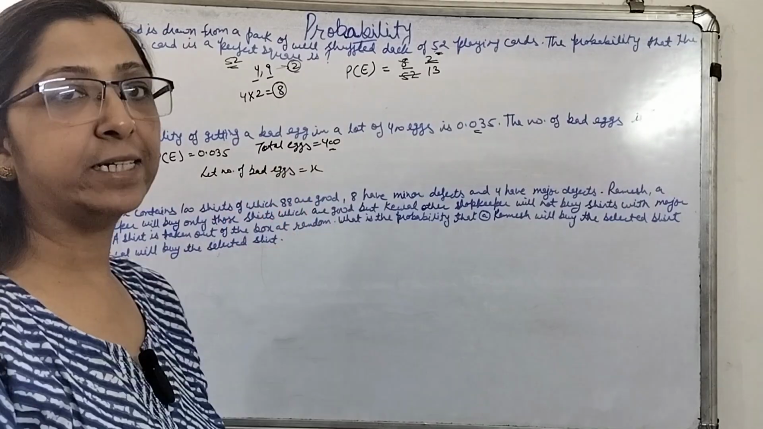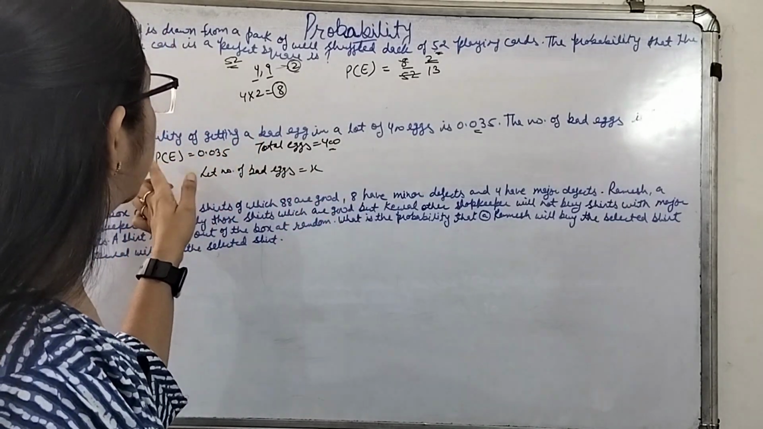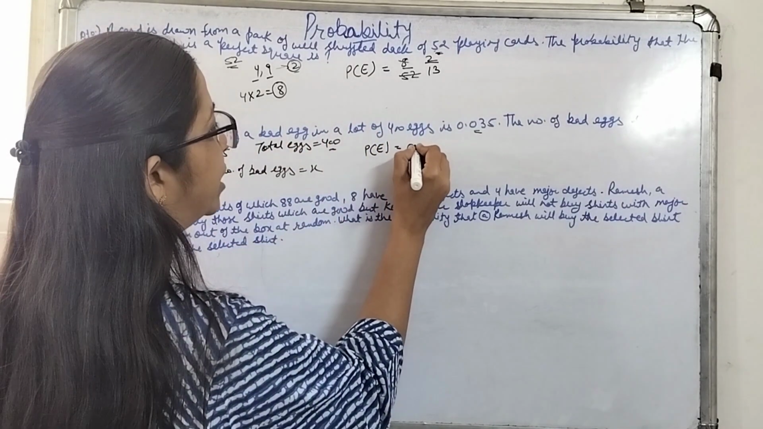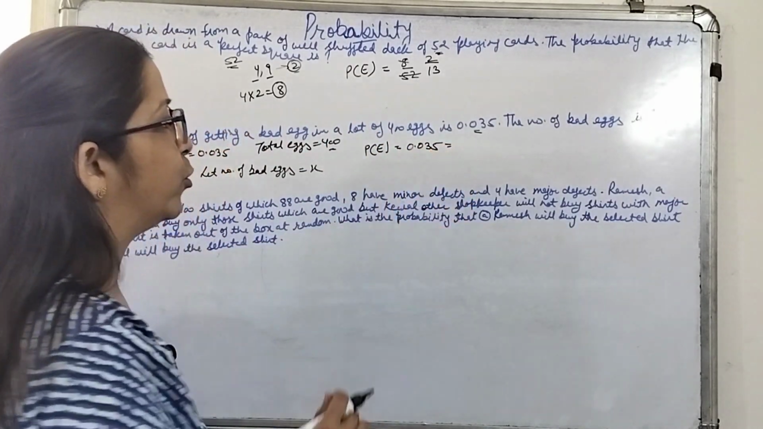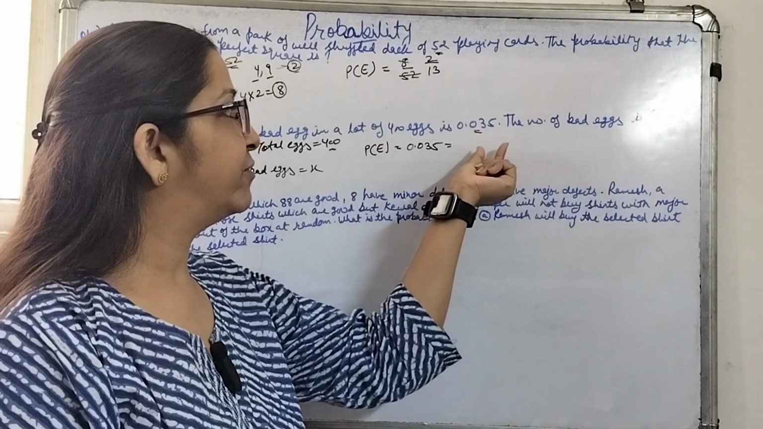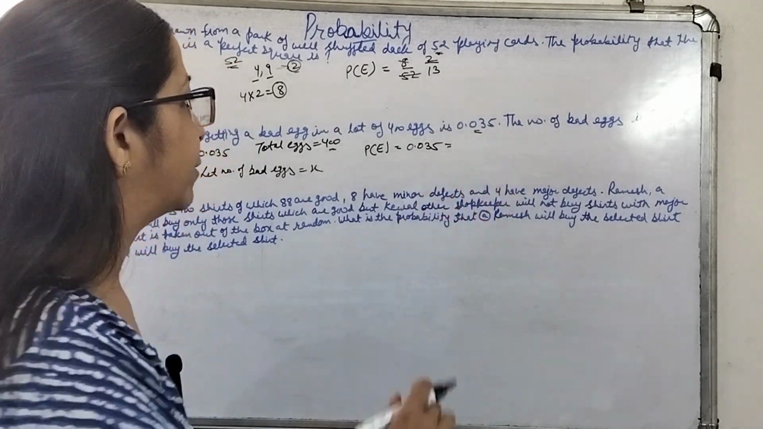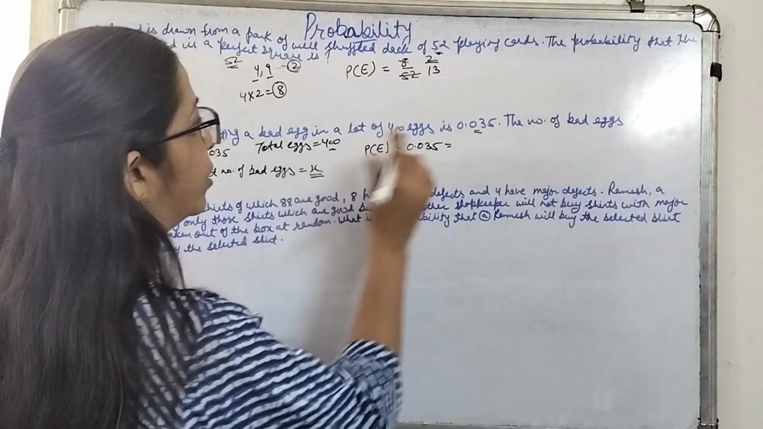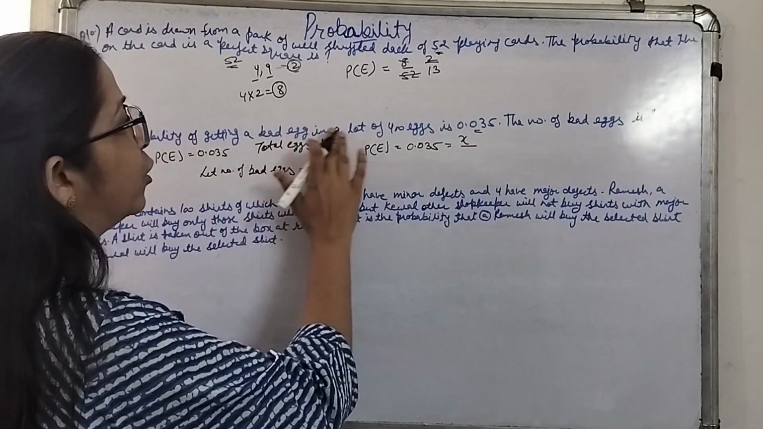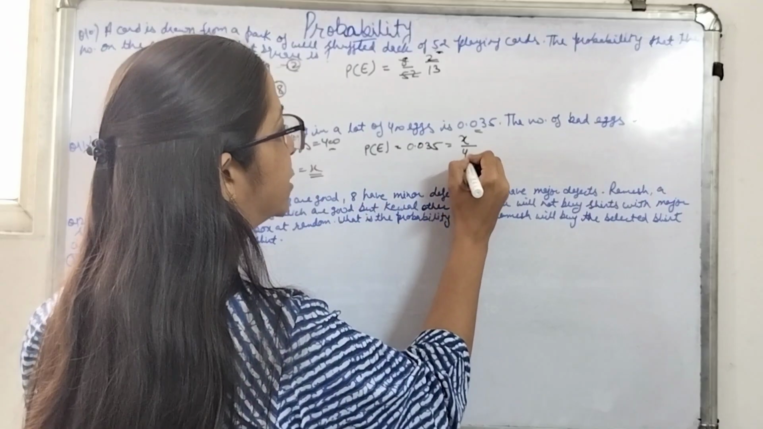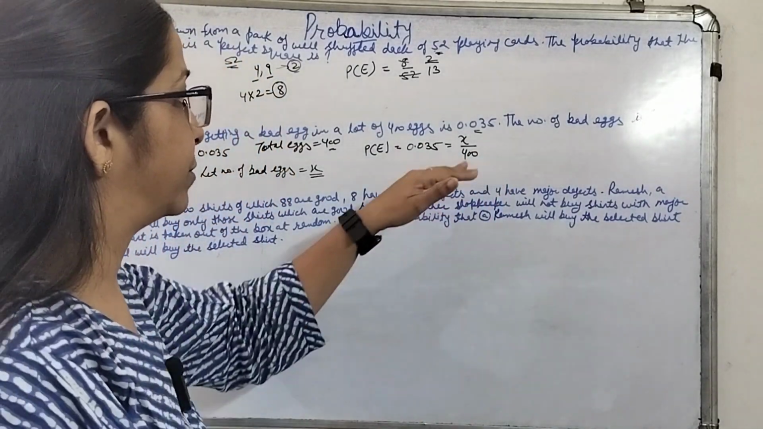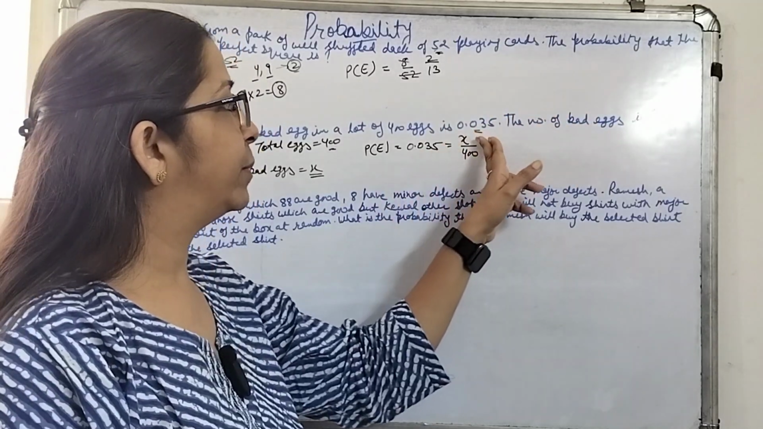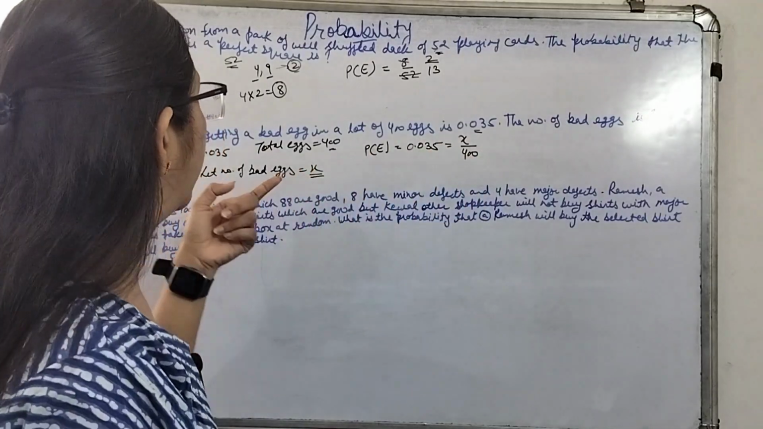There are x number of bad eggs, that we are assuming. Now we know that the probability of getting a bad egg, which is 0.035 as given in the question, is equal to the total number of bad eggs divided by the total number of eggs. That means the total number of bad eggs will be your favorable outcomes for this event. So this is your x upon the total number, which is 400. That means it is your total possible outcomes. The total number of possible outcomes is 400, and for a bad egg, the total number of favorable outcomes is your x, which is the number of bad eggs.